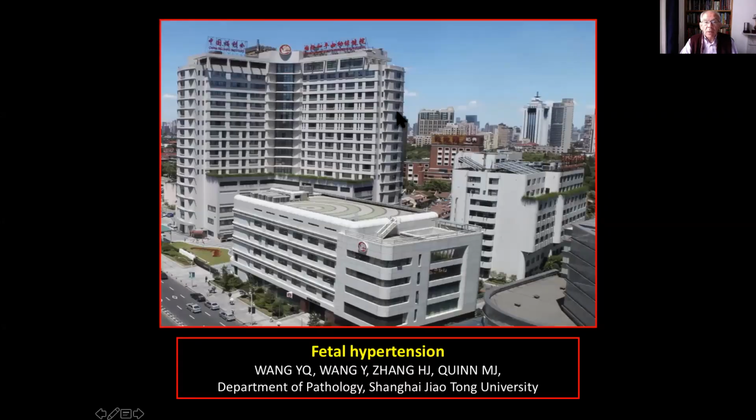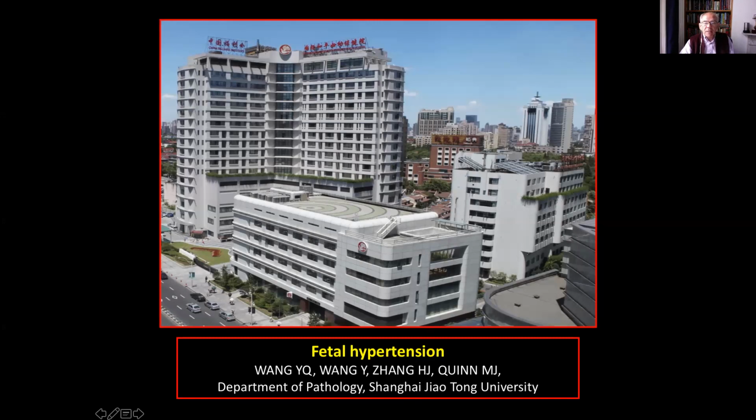This is where I work. This is the teaching center at the Peace Hospital in Shanghai Jiaotong, and this is in the suburb of Shijiahui, very close to the Shijiahui underground station. I work in the Department of Pathology, which is over here. This is the main ward block with the labor ward on about level 4, and this is the outpatient block inside. What we're going to discuss is fetal hypertension.